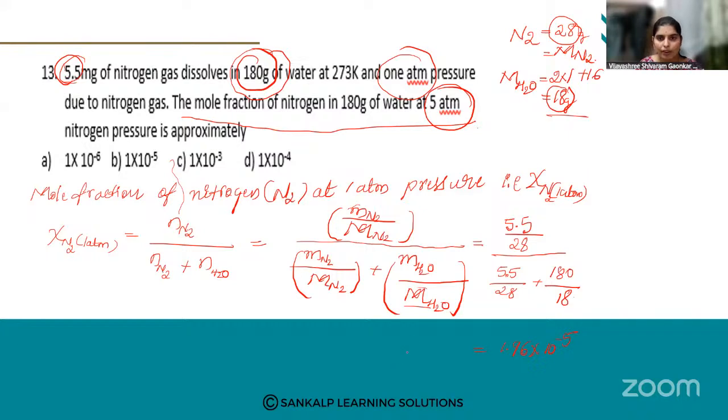So, mole fraction of nitrogen gas at 1 atm pressure. Okay. So, what is our final aim? Mole fraction of nitrogen at 5 atm pressure. Correct? So I hope you are noting it. Okay. Now what is the next step? Apply Henry's law. Apply Henry's law, then you can get the mole fraction of nitrogen at 5 atm pressure.